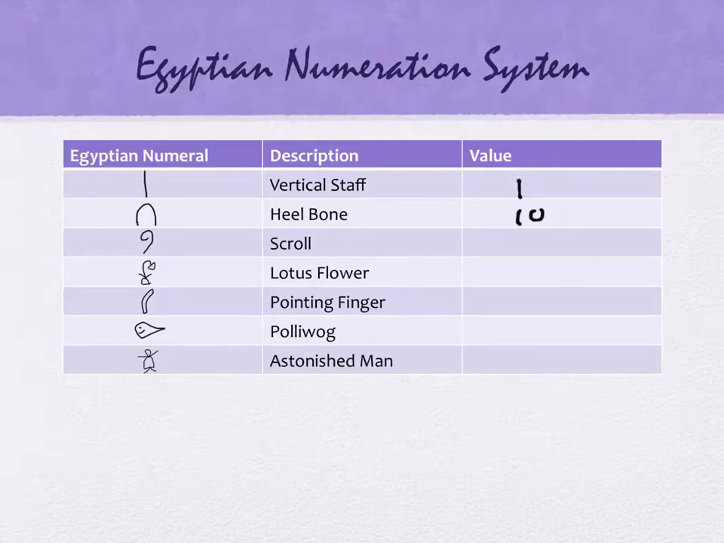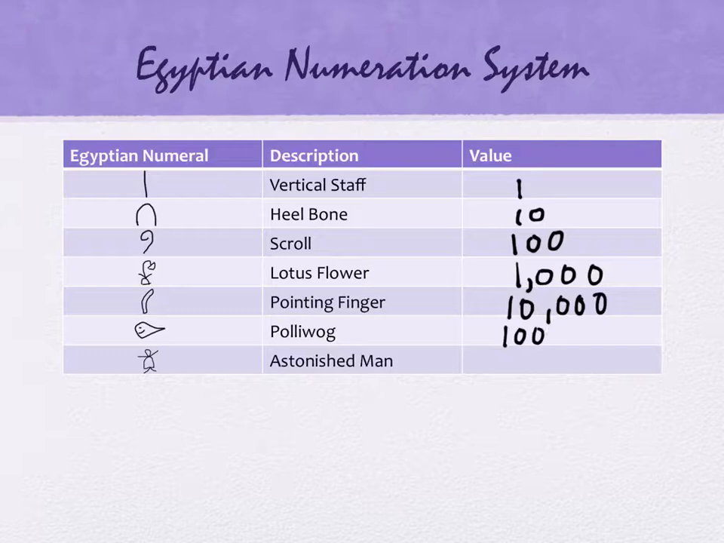A heel bone is worth 10. A scroll is worth 100. You notice a pattern? Yeah, powers of 10, right? What is the lotus flower going to be worth, do you suppose? 1,000. How about our pointing finger? 10,000. Pollywog? 100,000. There are resources that I've used before that call the pollywog a burbo fish.